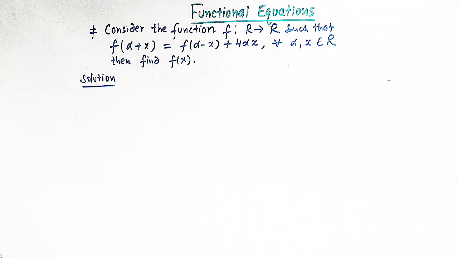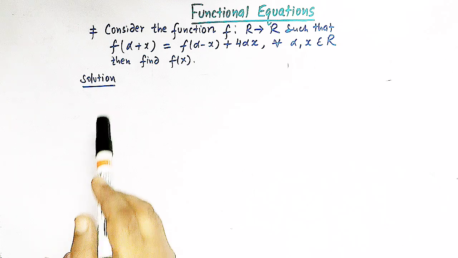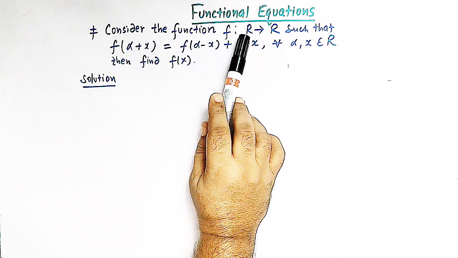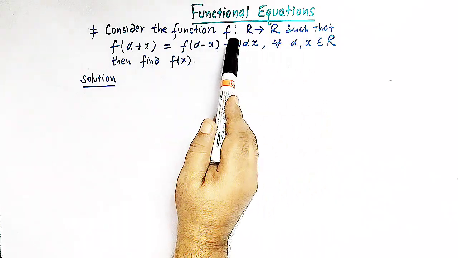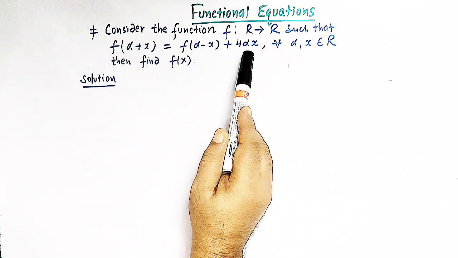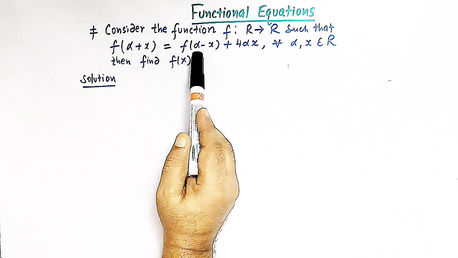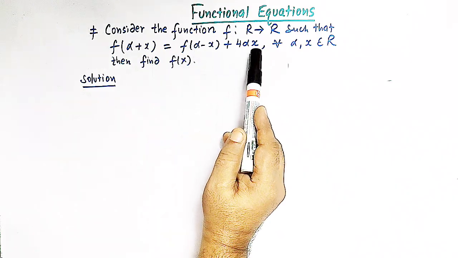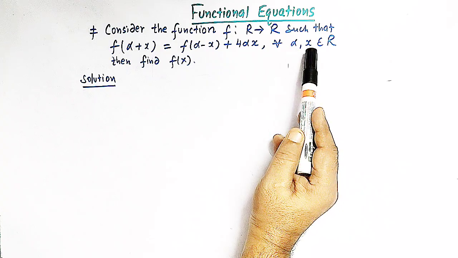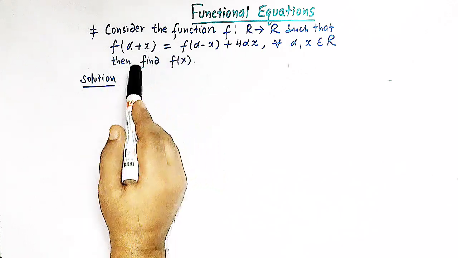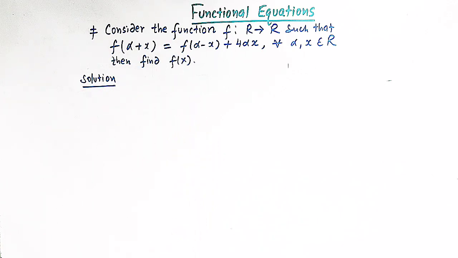Hello viewers, in today's session we are going to discuss another important problem from functional equations. We are given a function f from R to R, where R is the set of real numbers, such that f satisfies this functional equation: f of alpha plus x is equal to f of alpha minus x plus 4 alpha x, for all values of alpha and x belonging to the set of real numbers. Then we have to find out the form of the function f of x.